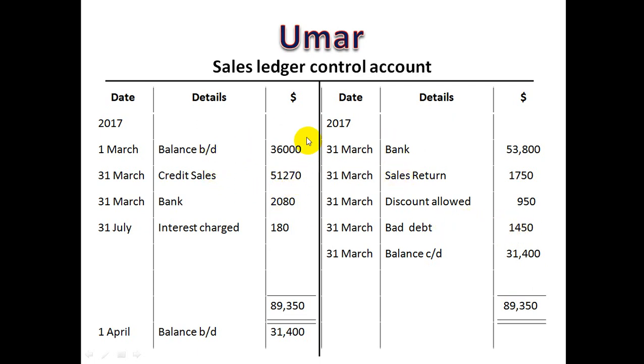After posting all the amounts, find the total debits. Subtract the total credits from the total debits, and the difference between both sides will be written as the ending balance, or the balance carried down. With the balance carried down, we will rule off the ledger account on both sides. The totals will be the same. The same carried down balance will become the opening balance for the next month. On the 1st of next month, we mention it as the balance brought down for the sales ledger of Mr. Umar. So this is how the sales ledger control account is to be prepared.